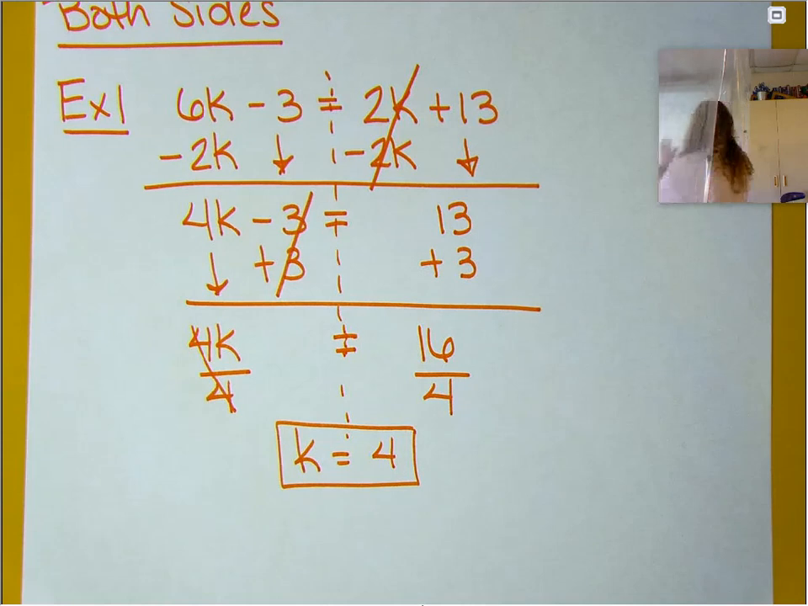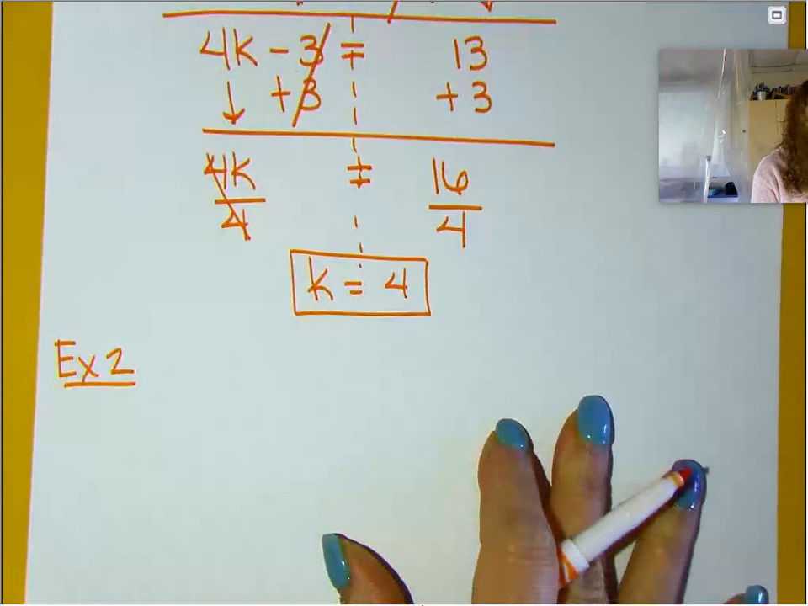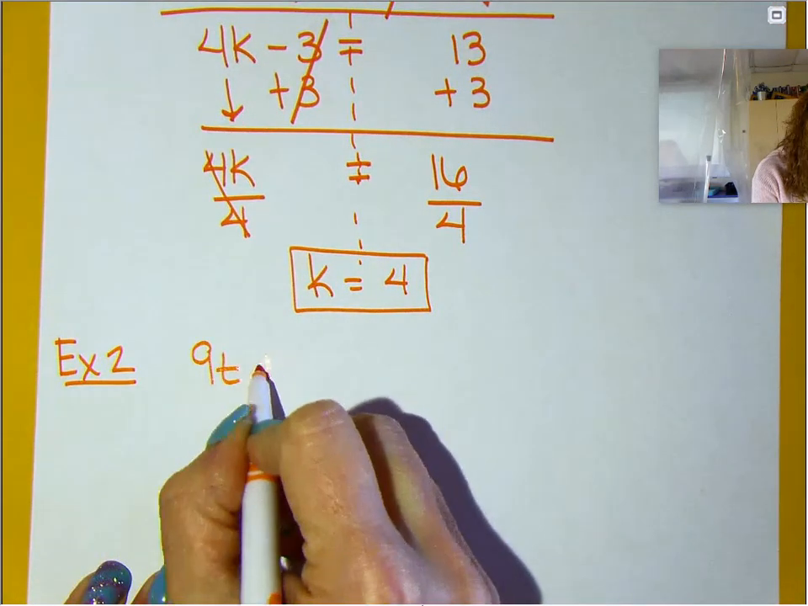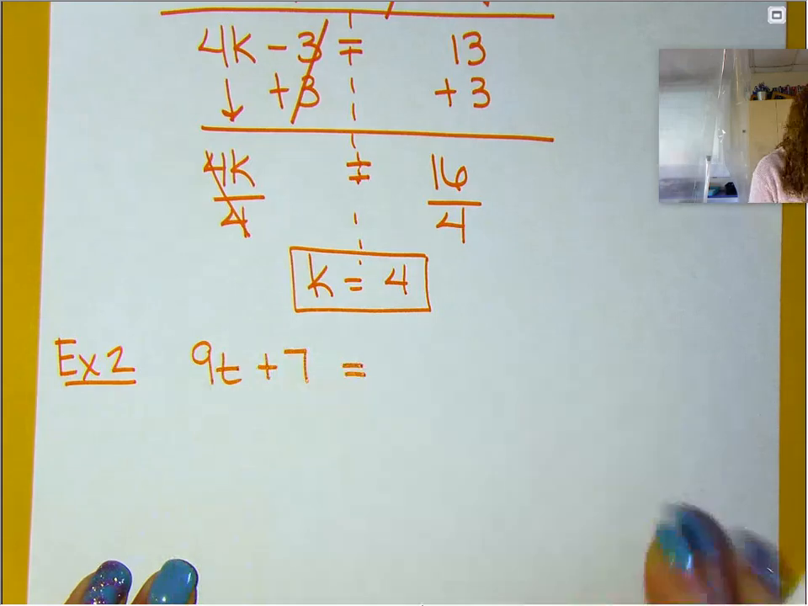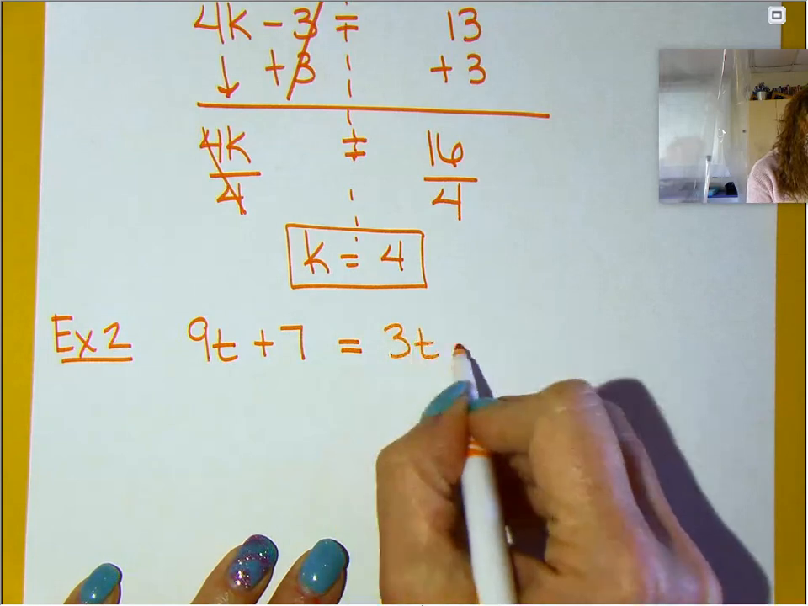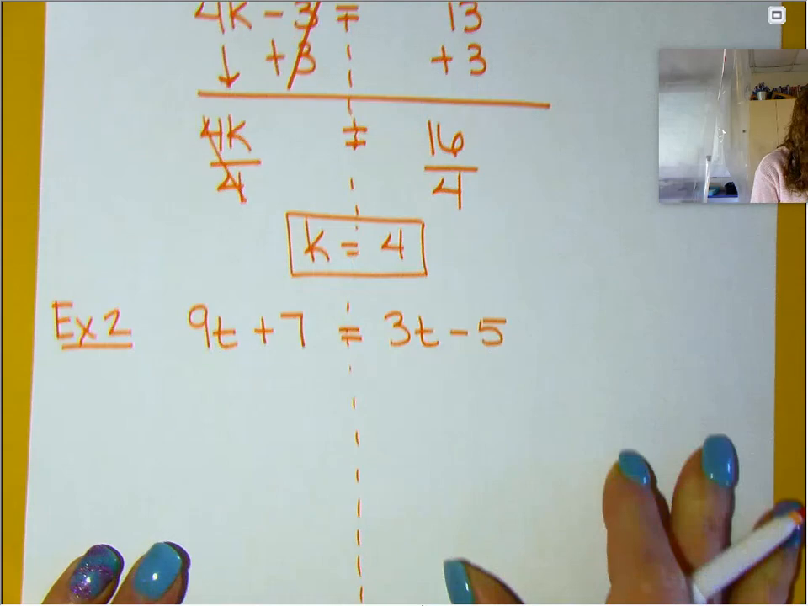So whenever you have a number and a variable on both sides and it's not clear where to start, you actually could start wherever you want to, okay? I started with the 2k, but you could start with any one of the 4. So I want you to try one by yourself. So we're going to take 9t plus 7, set it equal to 3t minus 5. And I want y'all to solve this by yourself. Don't shout out the answer.